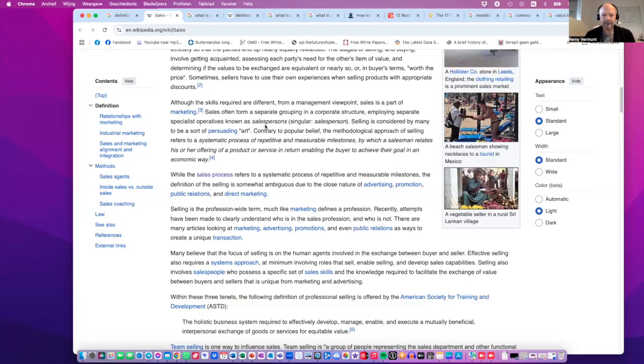In B2B, that's different. In B2B, marketing is facilitating, enabling sales to be successful. In fact, it's a small sales process in itself.